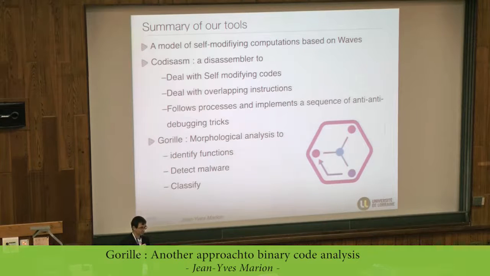And we have a very nice tracer which is used against anti-debugging tricks. And I think soon we'll have all this work on the dynamic symbolic execution to have better results with the Codisasm. And then, as the outputs of the disassembler, we use these morphological techniques by abstracting the control flow graph in order to identify either functions or to detect malware or to classify also malware.